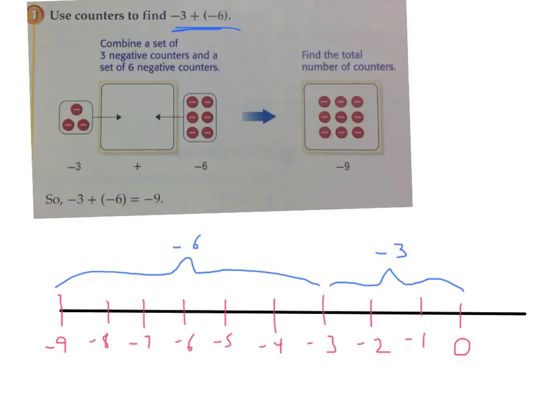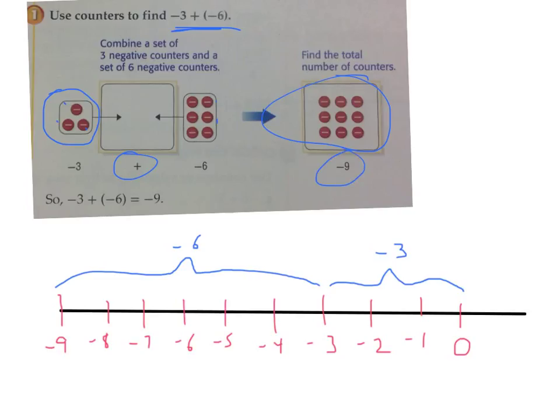Now there's a couple of different ways that you can look at this. One is you can look at that as here I have negative counters. So there's 3 of those negatives, so I have -3. 1, 2, 3. And if I'm going to add to that another -6 counter, so there they are here, if I put those together, I get -9 counters.